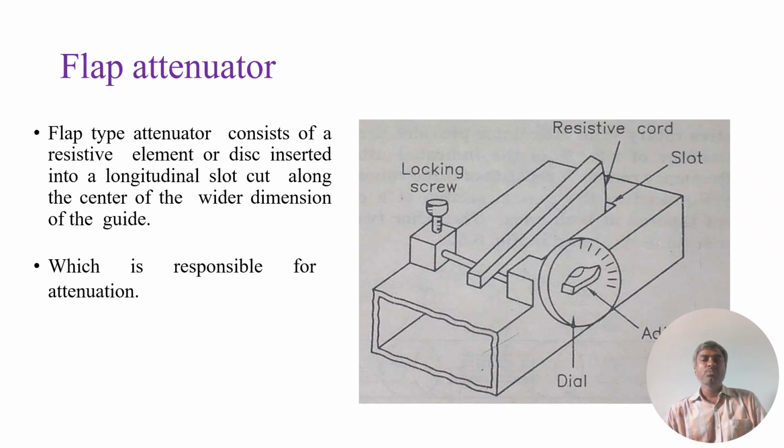A flap type attenuator consists of a resistive element or a disc inserted into a longitudinal slot cut along the broader dimension of the waveguide. The amount of insertion determines the level of attenuation. If it is inserted more, the amount of attenuation will be more. If it is inserted less, the level of attenuation is very less.